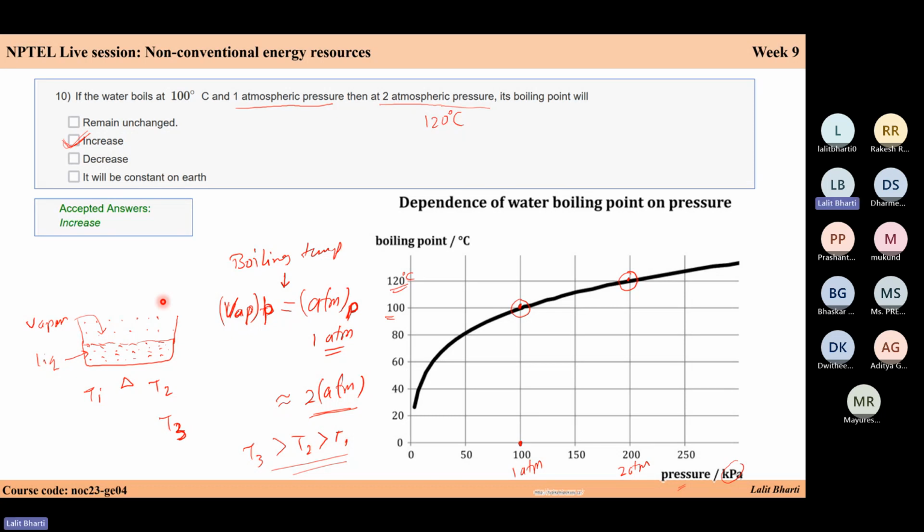And this is again the same reason why the boiling point changes as you go higher on a hill station or at higher altitudes. That is also because the atmospheric pressure is lower than at sea level. So the same reason is explained here.